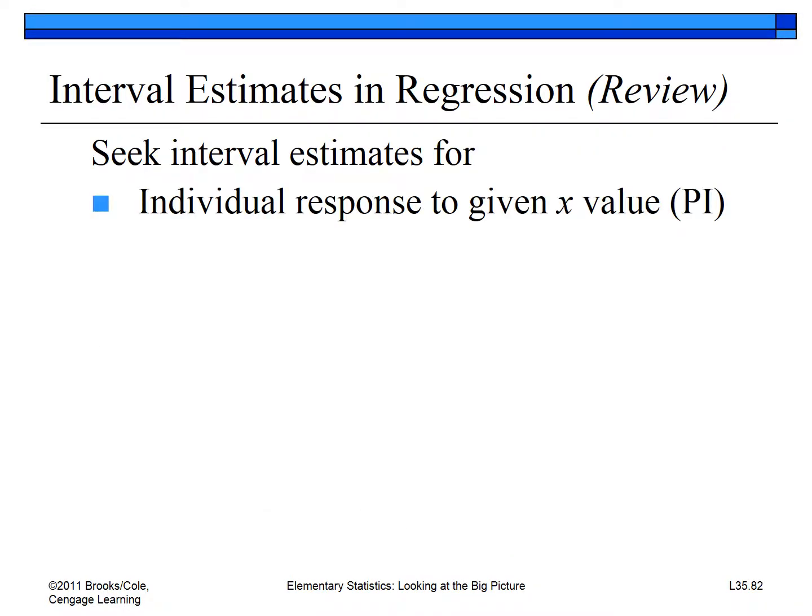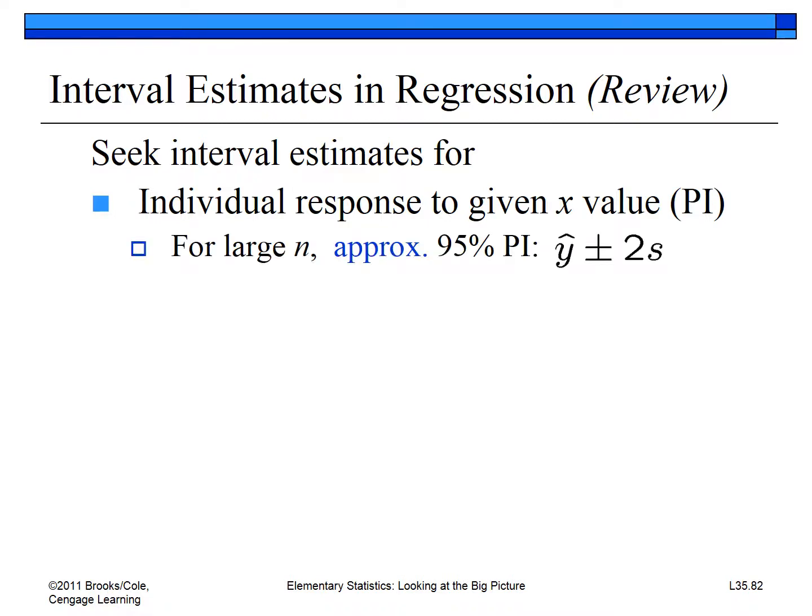So we might look for interval estimates for individual responses to a given x value. So I know what x is. I want an interval that will contain most of the corresponding y values. If n is large, we can start at y hat. That's what we get when we plug x into the regression equation, and go up and down by 2s, where s is the typical residual size.